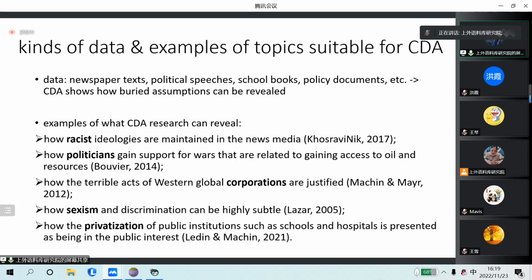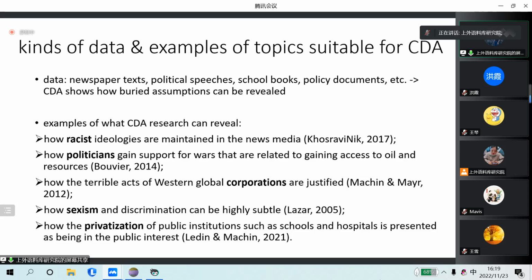That's right. It was all about the people, and then there were visuals to support this, with people with Kalashnikovs and in rags, going, hey, down with Gaddafi. But actually what it was about is just Europeans trying to get access to oil and resources. It's quite interesting. Also how sometimes terrible acts of Western global corporations are justified, or how sexism and discrimination can be highly subtle. You can detect that with CDA.